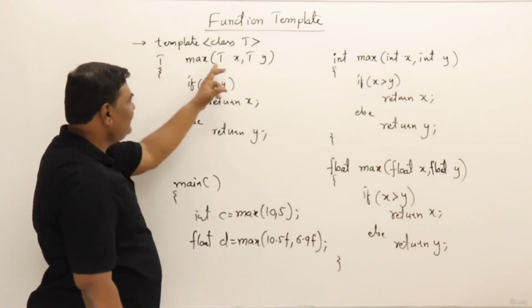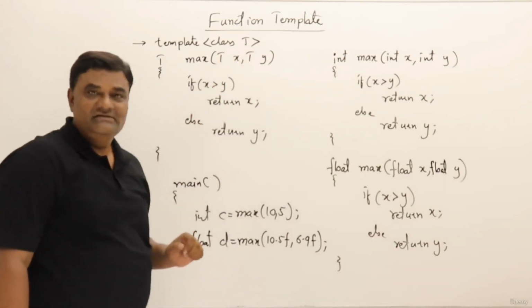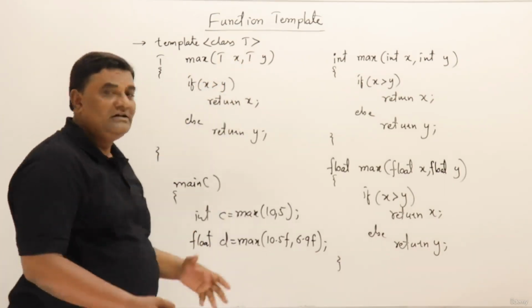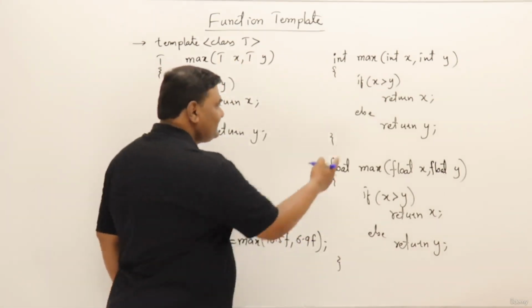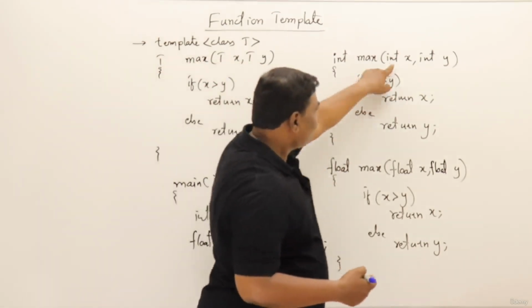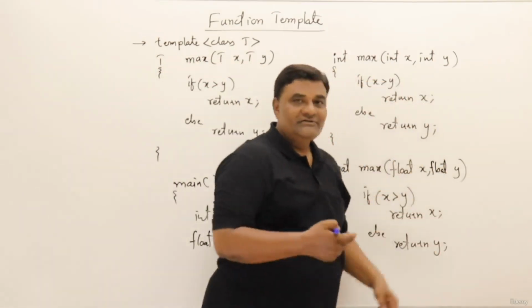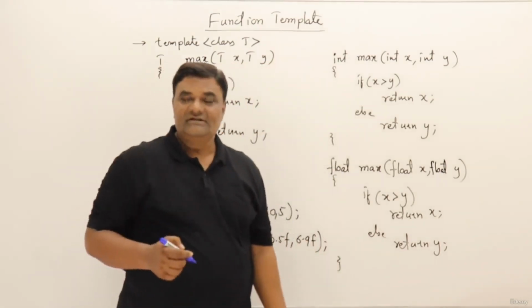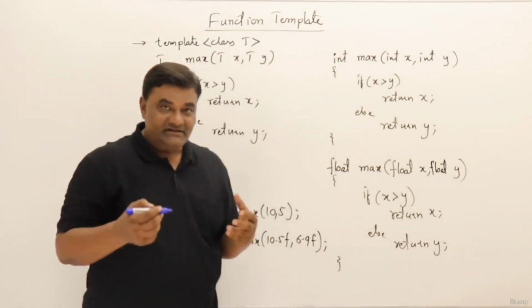So now this T is a template class. So function is a template function. So I have written the same logic, but instead of data type, see, int, float, int, float, int, float. So only int and float differences were there. So that I have replaced with a T.